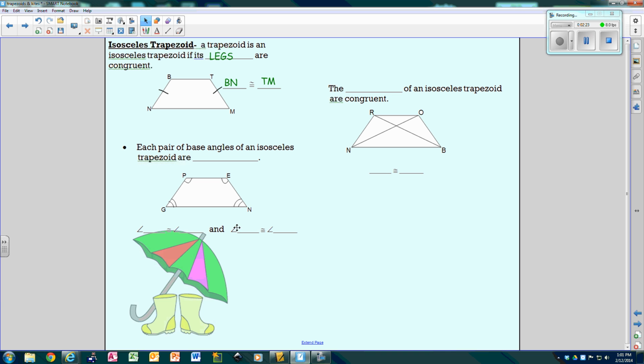All right, so now each pair of base angles of an isosceles trapezoid, so now if the legs are congruent, then the base angles are also going to be congruent. So in this case, we would say that angle P is congruent to angle E. So P and E are congruent just as they are marked in your picture. And angle G is congruent to angle N just as it is marked in your picture.